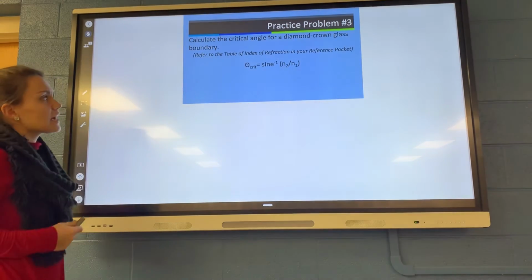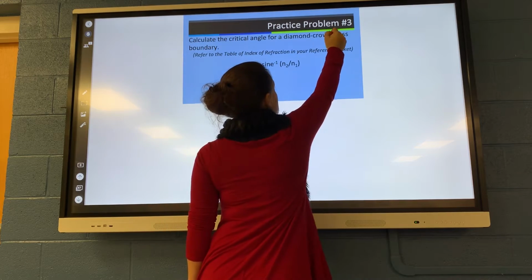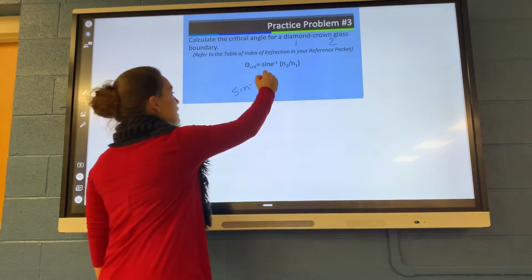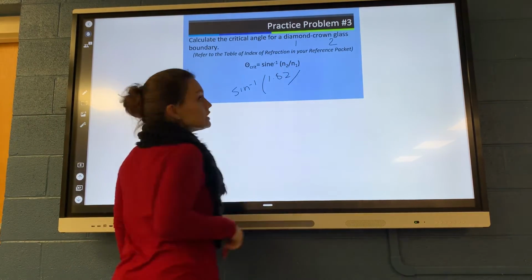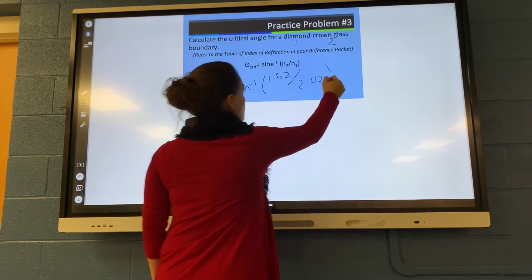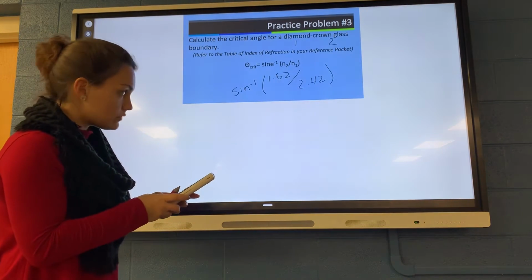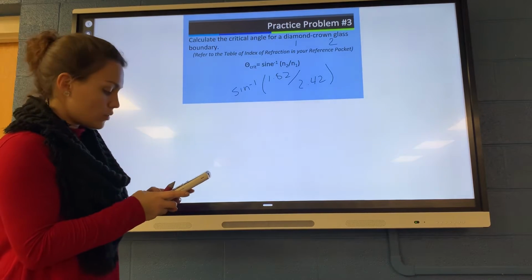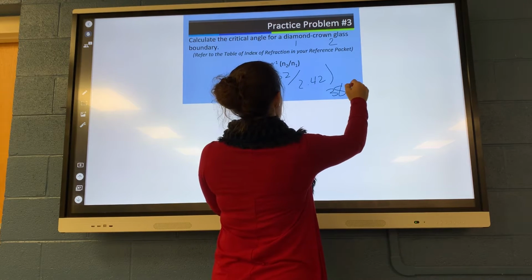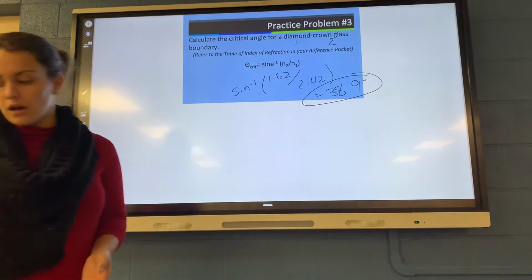All right, and diamond crown glass, I'll do one more example. Sine to the -1. Crown glass is number 2, diamond is number 1. So the value of crown glass is 1.52 over diamond, which is 2.42. When I punch that into my calculator, it is 1.52 divided by 2.42, and I get an angle of 38.9 degrees. All right, so that is my angle.